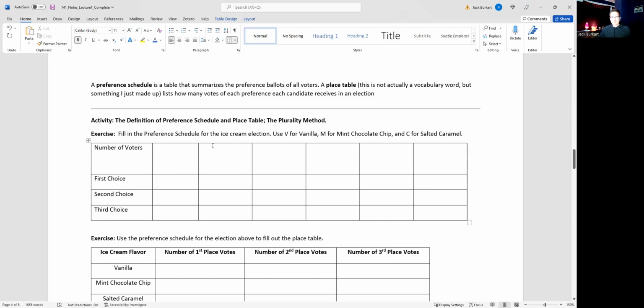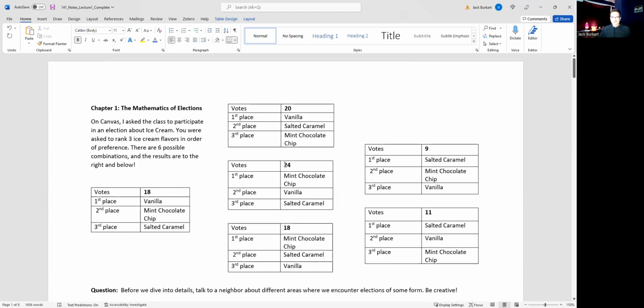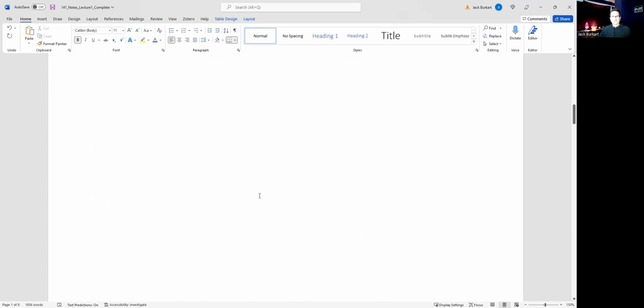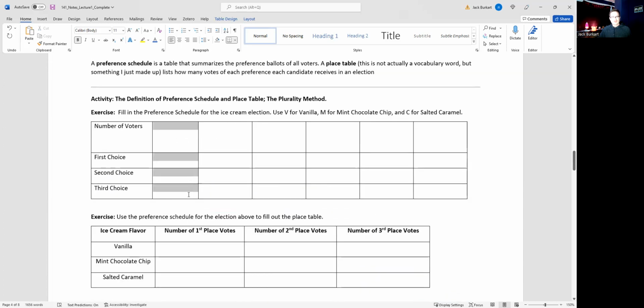Well, what I would do is look up and figure out what was the most popular ballot. So if I scroll up, I think the most popular ballot here was the one with 24 votes, and that was mint chocolate chip, vanilla, and salted caramel. So what I would do to fill out the preference schedule is list that there were 24 people who had first choice mint chocolate chip, second choice vanilla, and third choice salted caramel.